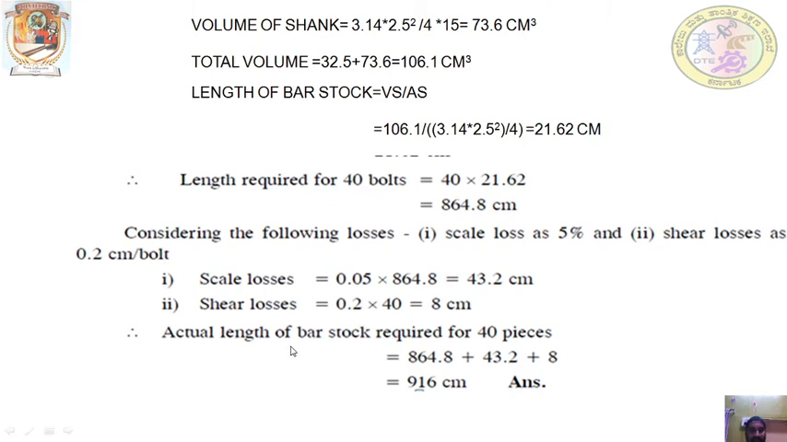So the actual length of the bar stock required for 40 pieces is 864.8 plus 43.2 plus 8, so 916 centimeter is the actual length of bar stock required.